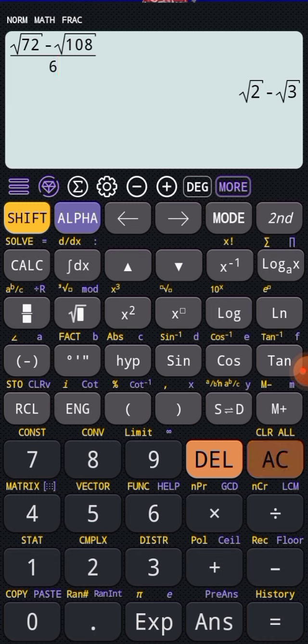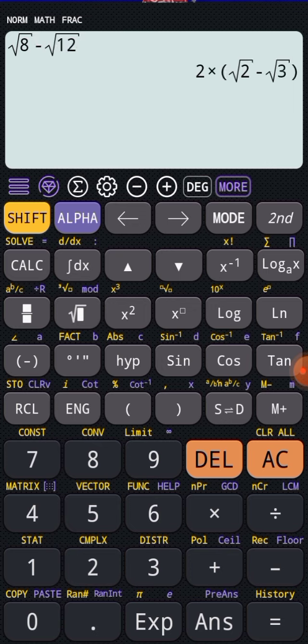Then let's look at how to simplify root 100. To simplify root 100, you're going to have 10 as your answer. Then look at root 8 minus root 12. Root 8, then minus root 12. Then this will give us 2 root 2 minus 2 root 3, or 2 bracket root 2 minus root 3 bracket close. You factor out the 2 since it's common to both sides.